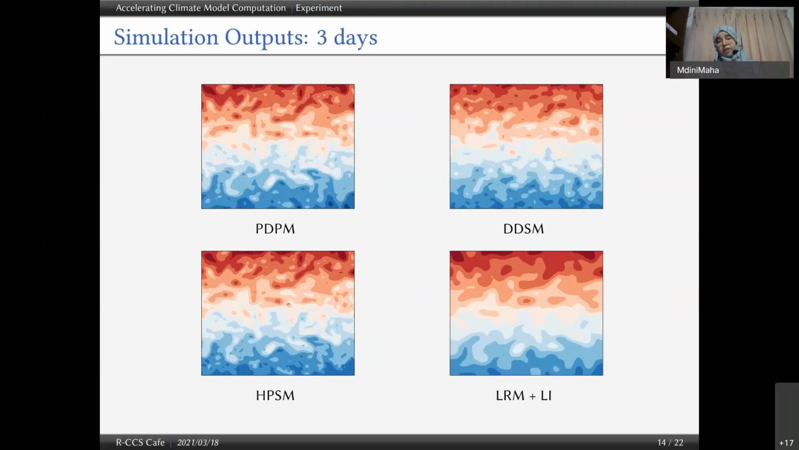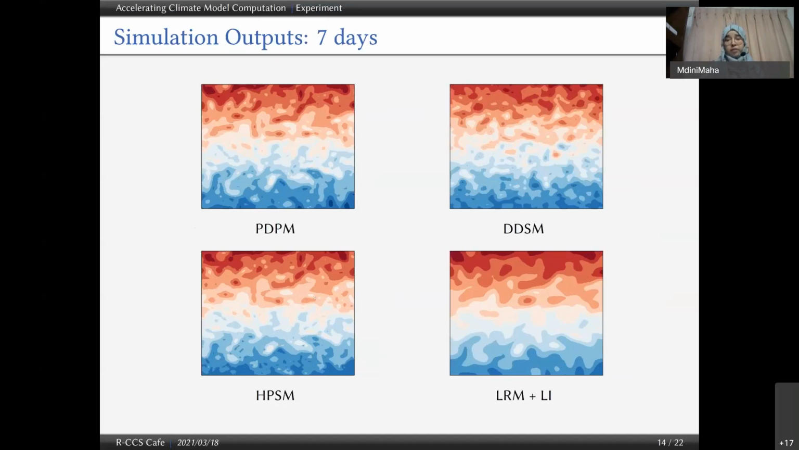And this is because we are using the low resolution version of the physical model. So we have part physical, part statistical. So we're still not deviating too much from the physical model. And here also linear interpolation plus low resolution model plus linear interpolation to see the impact of the CNN in this approach, in the hybrid approach. Okay, so this is output after 3 days.